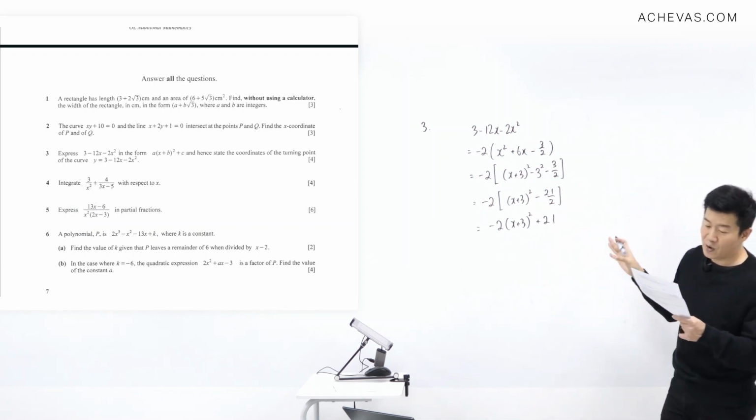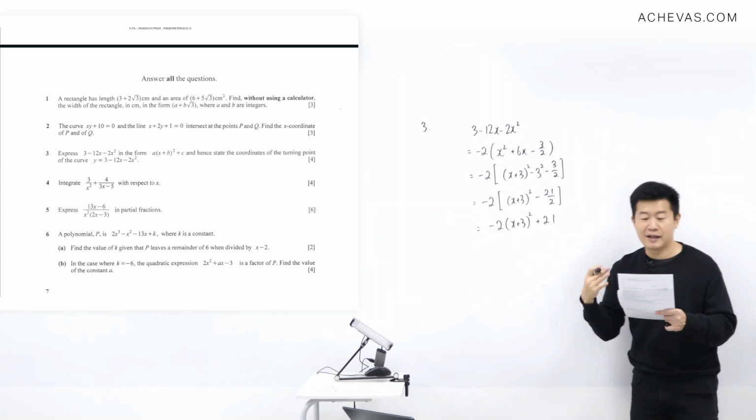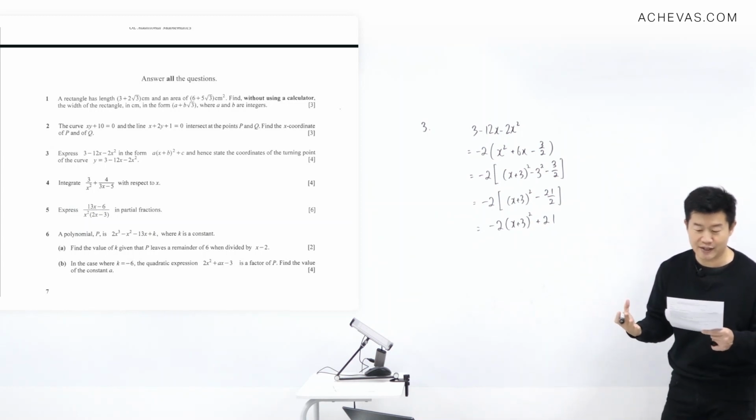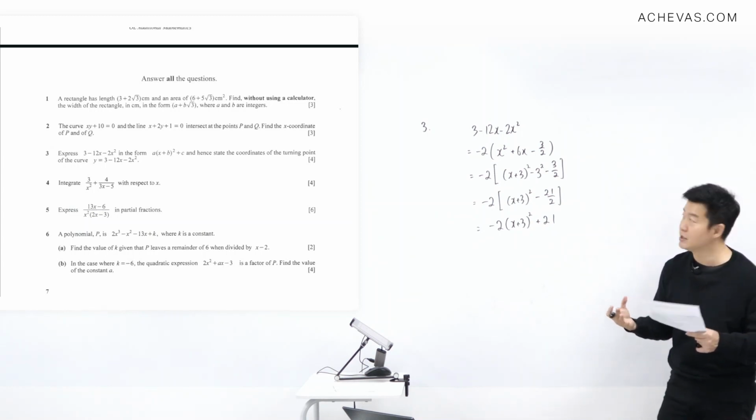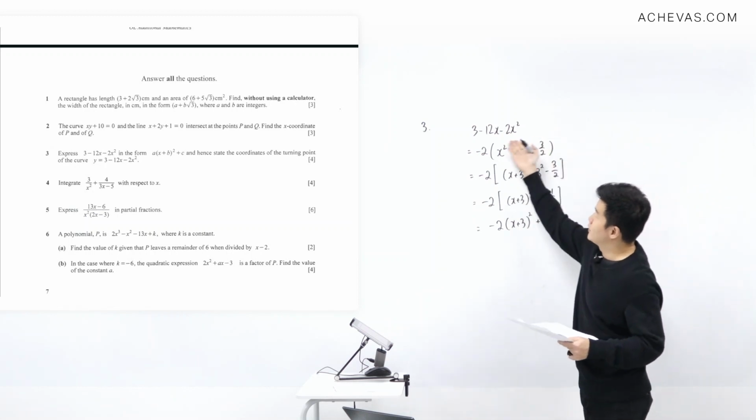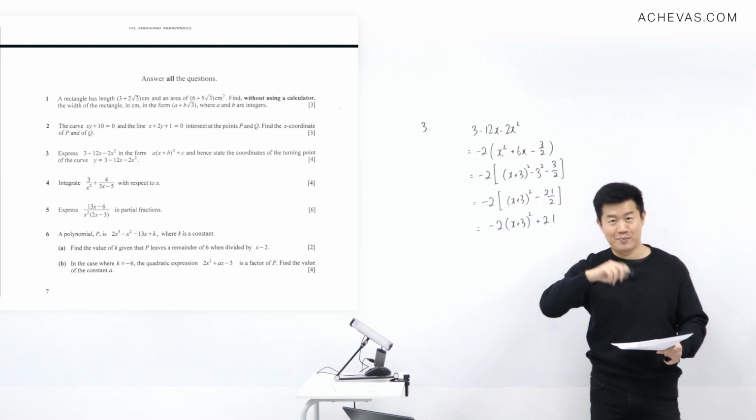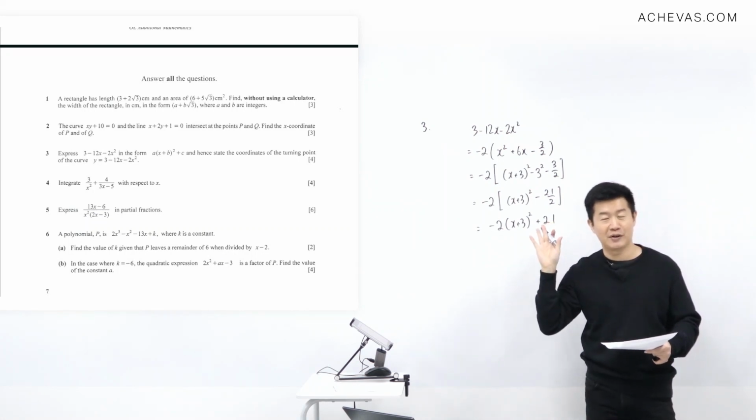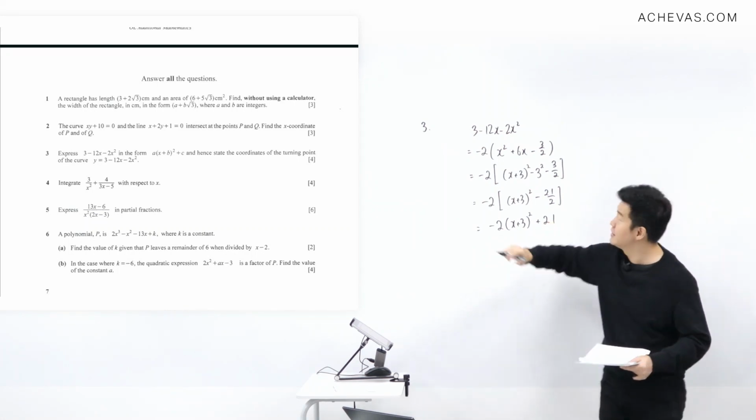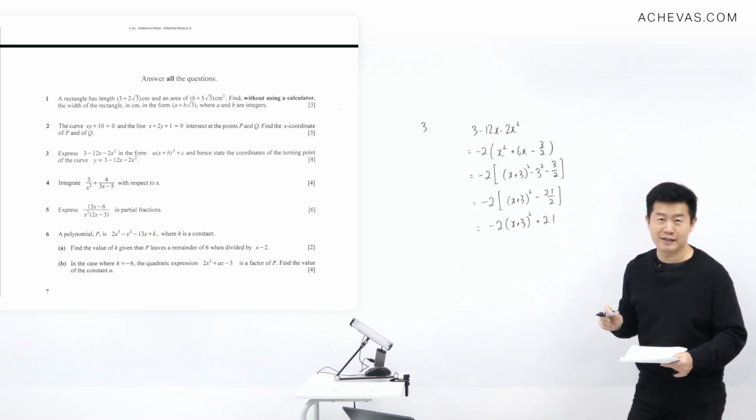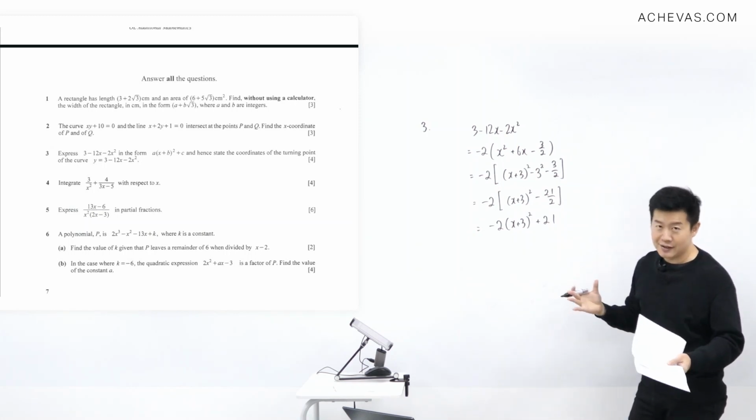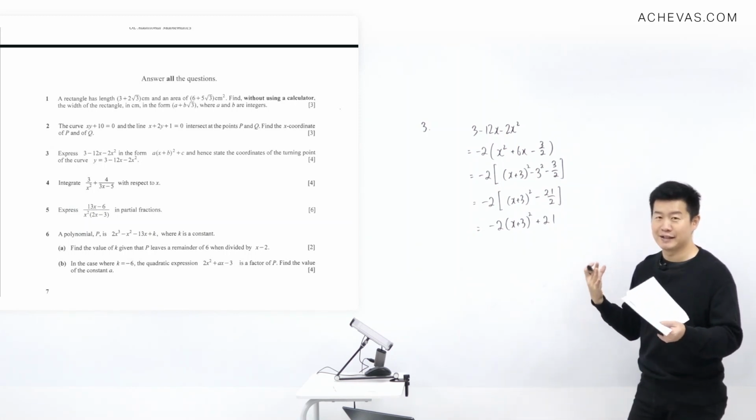So now we have the form that the question is asking us for, and hence the question says we are supposed to state the coordinates of the turning point of the graph of y is equal to this. It is a turning point. In fact, we do know that it is a maximum point because this is going to give us a parabola with a sad face since the coefficient of x squared is negative. But regardless, we just need to quote that it is a turning point.